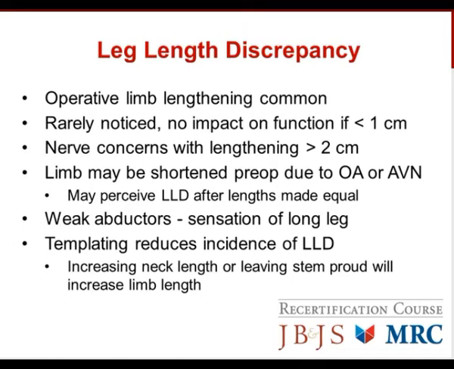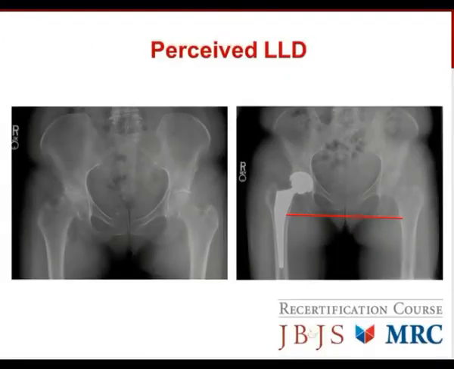Templating reduces the incidence of limb length discrepancy, and you should understand how to template a total hip arthroplasty. This is a patient with a perceived limb length discrepancy. Understand how to measure leg lengths with total hip arthroplasty, as you can see as was done here on the right. You can see that this patient did not have a significant change in their limb length after their hip replacement was performed.